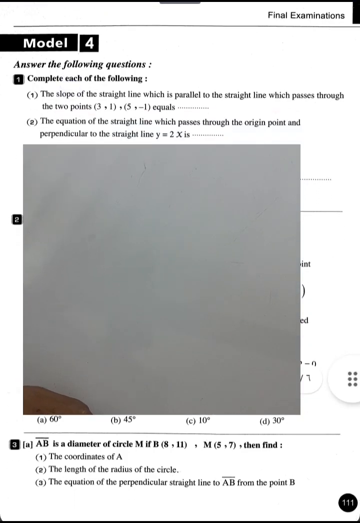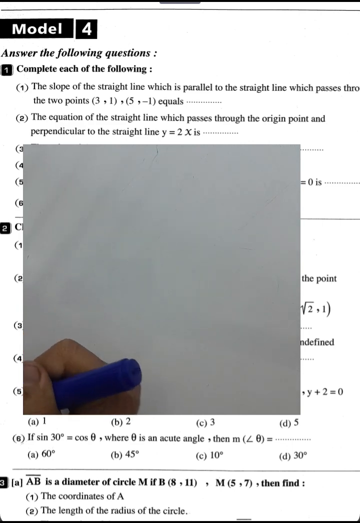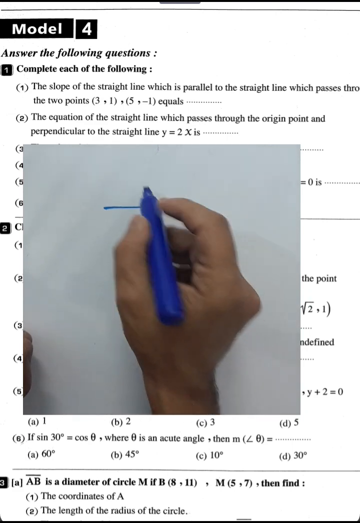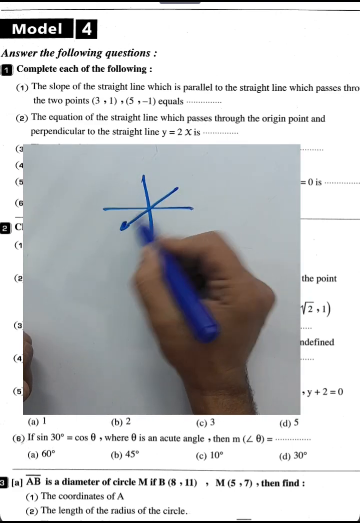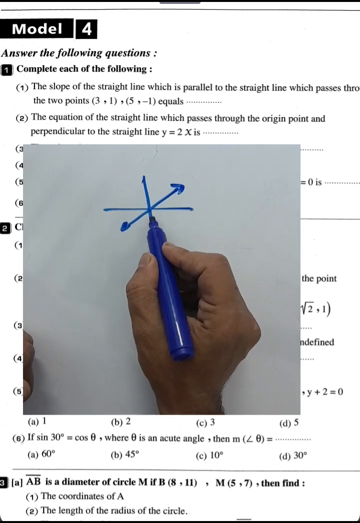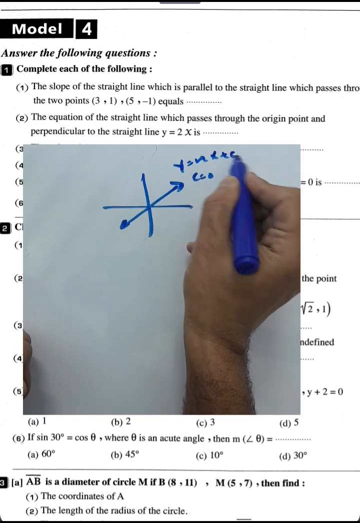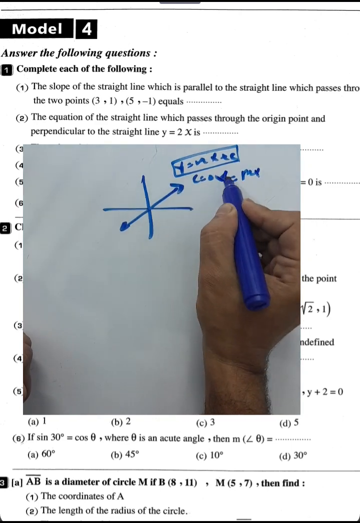Next, example number 2. The equation of the straight line passes through the origin and is perpendicular to the straight line y equals 2x. What will it be? We want to find the equation of the straight line passing through the origin, (0, 0), so the constant will be equal to 0. If y equals mx plus constant, then the equation is y equals mx. Then we want to find the slope of this equation.